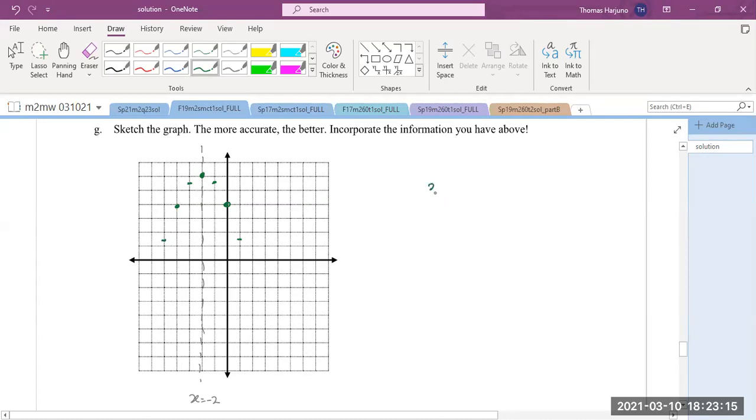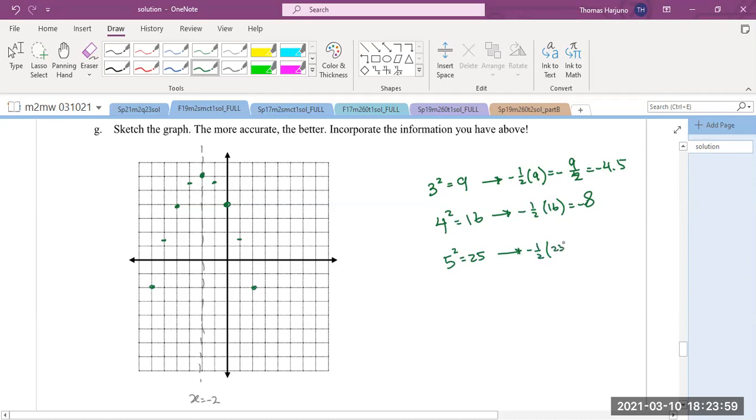Okay. So 3 squared equals 9. Now multiply that by negative 1/2. That tells us that we go down 9 over 2, which is 4.5. If we go left or right 4 units, you square it, that's 16, multiply by negative 1/2. It means we go down by 8. When I go from the vertex 4 units to the right, I go down by 8, and it happens on the left too. Now, what happens if I go left or right 5 units? That's 25, supposed to go up 25, but multiply by negative 1/2. That gives us negative 12.5. So if I go left or right 5 units, I will go down 12.5.